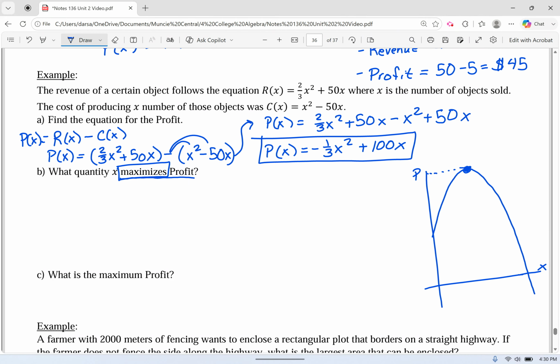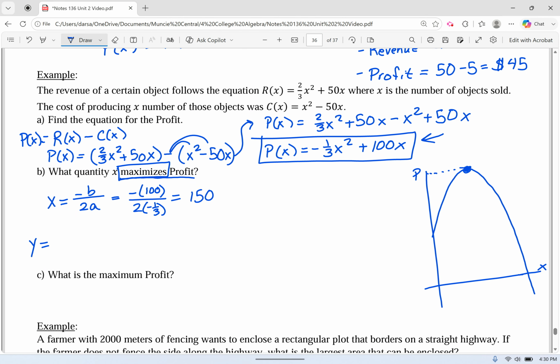So let's practice. What was our equation for finding the vertex? Well, we use x equals negative b over 2a. We're going to use our profit function here. So negative 100 over 2 times negative 1/3. We're going to pop that into our calculator and we get x is 150.